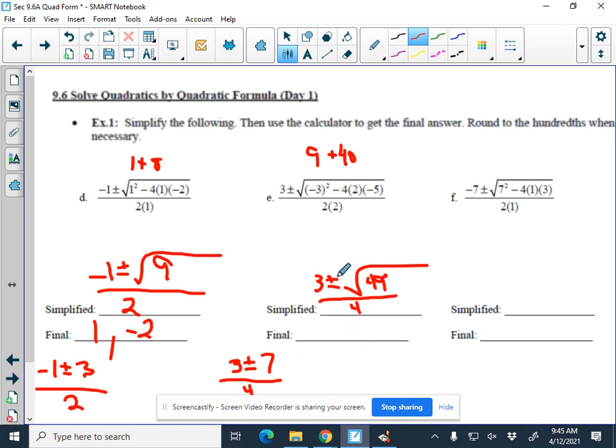How did I get the 7? Square root of 49, 7. 3 plus 7 is 10. 10 divided by 4 is 5 over 2, or it can be 2.5. There's a couple ways we can do that.